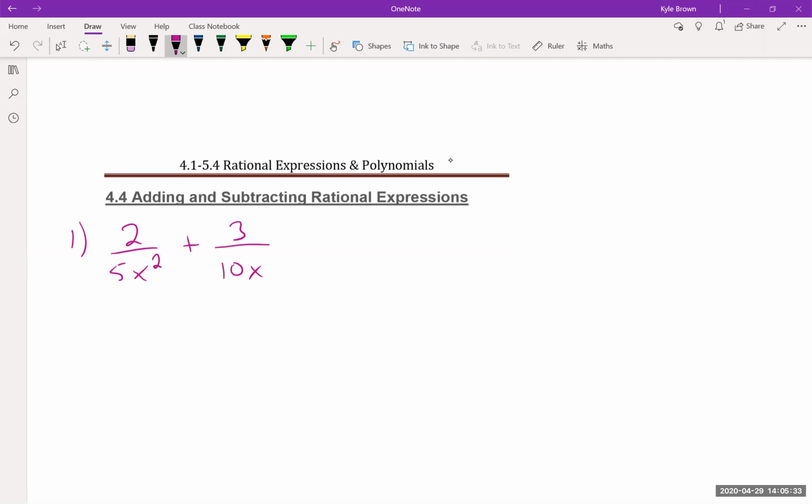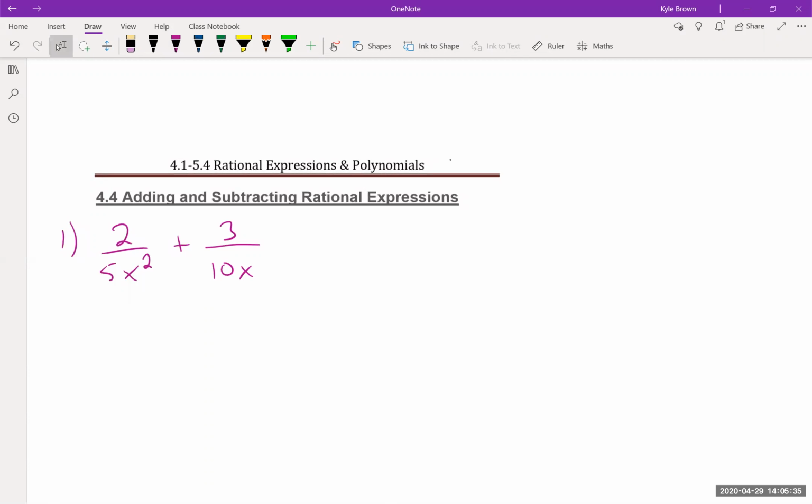Okay, well, what we need to figure out, just like the last one, is what do they both go into? How do I make the bottoms the same for both? Because that's what we're going to do. We're going to have to make the denominators for both those terms the same. So I need to figure out, what do 5x squared and 10x both go into? I'm really asking, what is the lowest common denominator? The LCD is often what it's called.